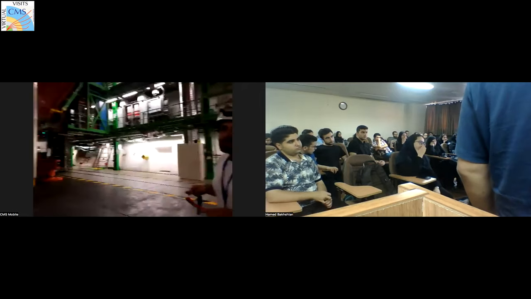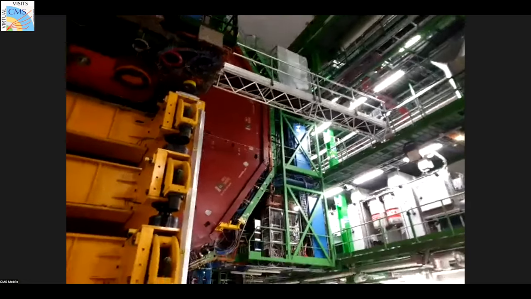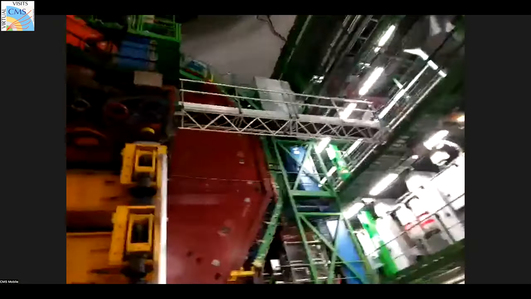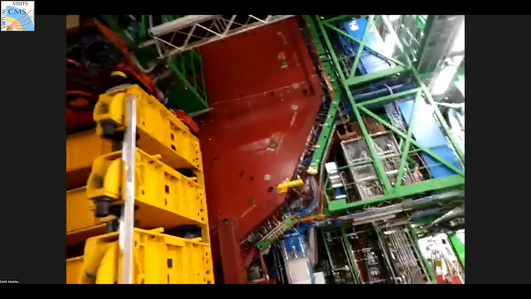Okay. So now we are moving away from the closest point to our colleagues on top. And you will again see the effects of the magnetic field in the image.